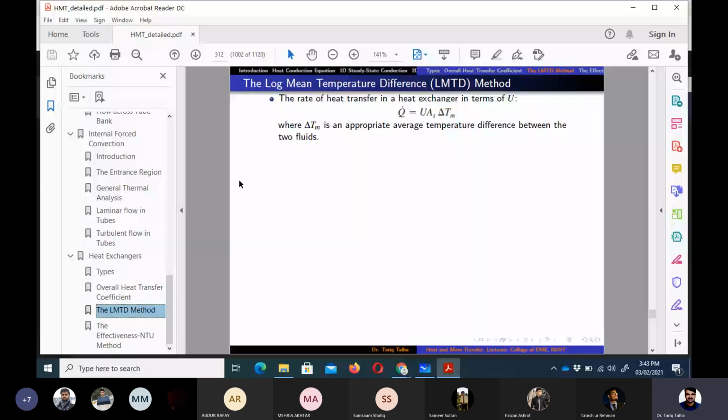So, if we can revise what we discussed yesterday on the whiteboard, the rate of heat transfer in a heat exchanger, Q dot, is equal to U into surface area into delta T mean. Now delta T mean can be logarithmic, it can be any temperature difference. So for the log mean temperature difference, we know that this delta T m is equal to delta T logarithmic.